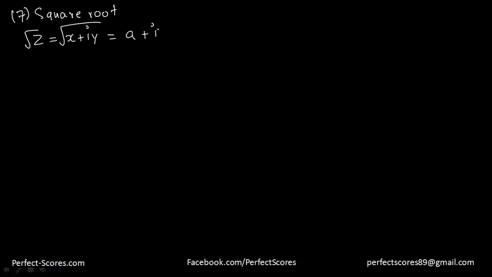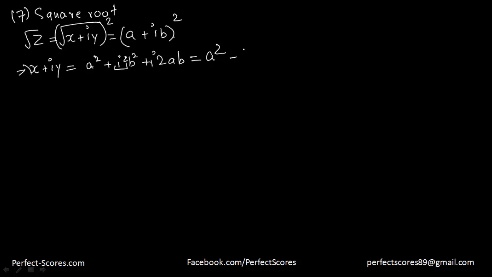I want to find the square root of a complex number, right? Let's suppose our complex number is x plus iy, and I'm interested in finding the square root of this complex number, which is, let's suppose, equal to a plus ib. Now I'm going to square both sides, and I'll get x plus iy here, which is going to be equal to this function here. If I open this up, it's going to be a square plus i square b square plus 2iab, which further is equal to a square, and this i square becomes negative 1, so negative b square plus i into 2ab, and this is equal to x plus iy, right?